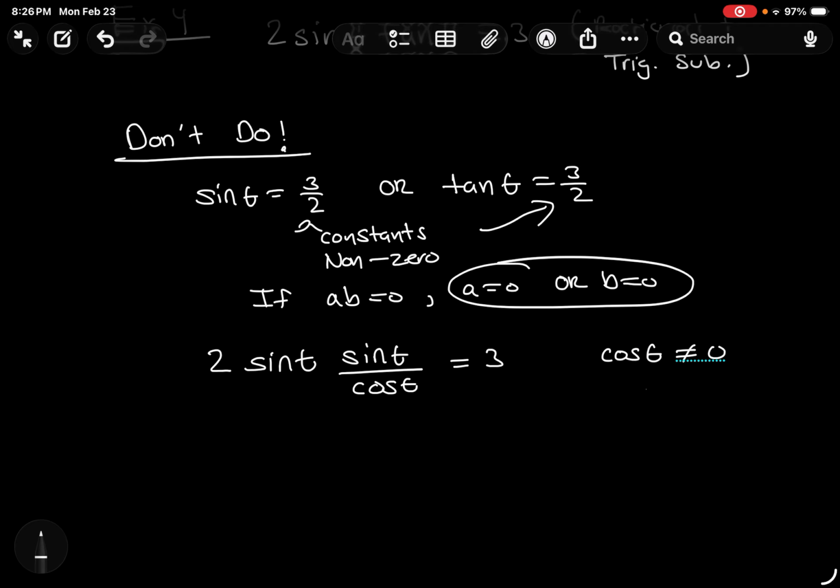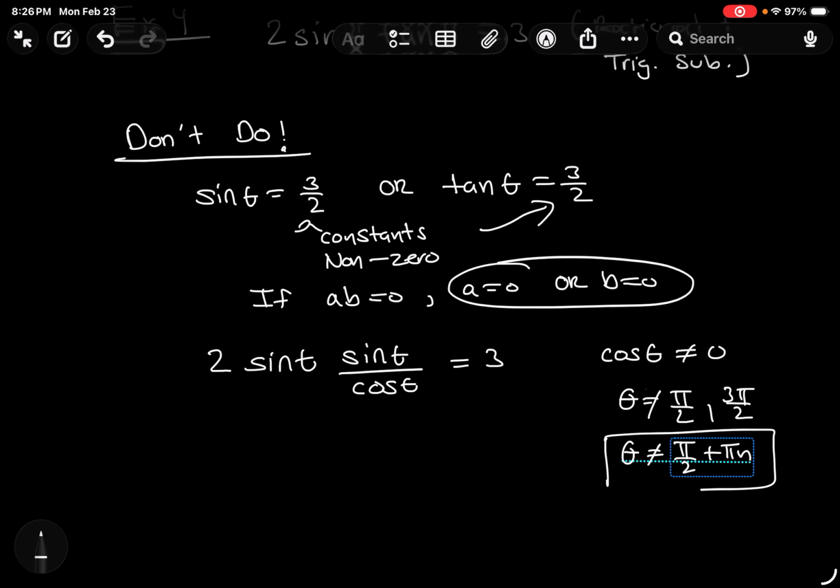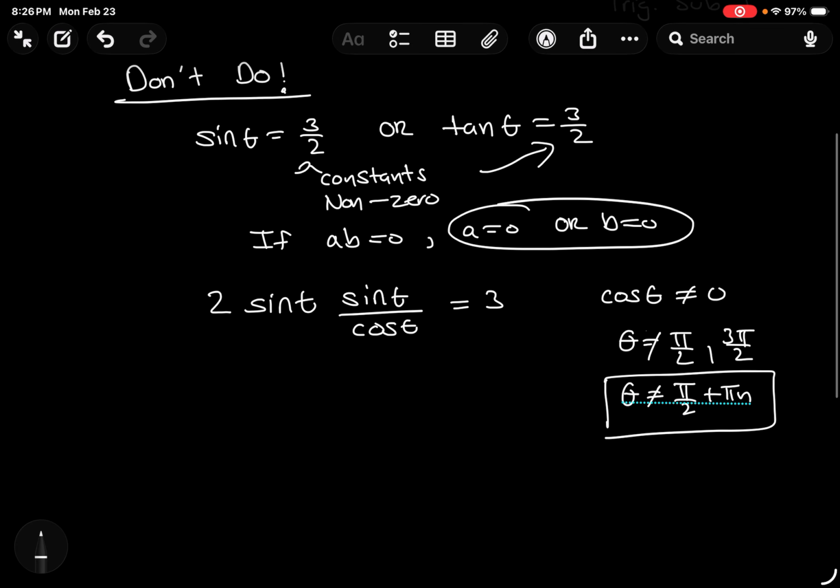Again, we kind of solved this before, in the context of graphing our secant functions. So in other words, theta cannot equal pi over 2, because if you take the cosine of pi over 2, you get 0. And theta cannot equal 3 pi over 2, because cosine 3 pi over 2 is also equal to 0. If you were to condense this, it's pi over 2 plus pi n. So just make sure you state the restriction over here before we even start solving.